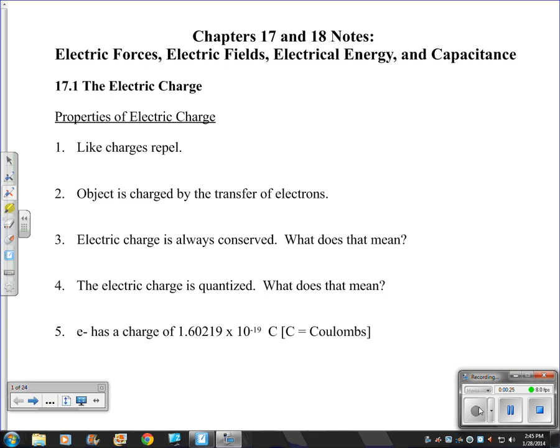The types of charges that we'll be dealing with are positive and negative. So 2 positive charges will repel and 2 negative charges will repel. Conversely, opposite charges attract.